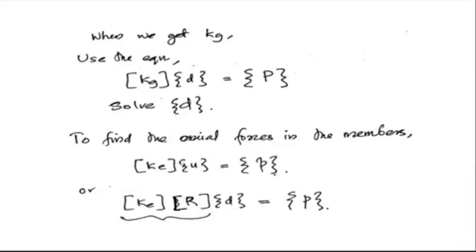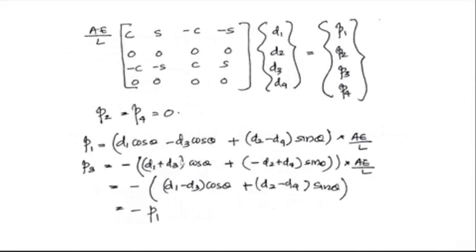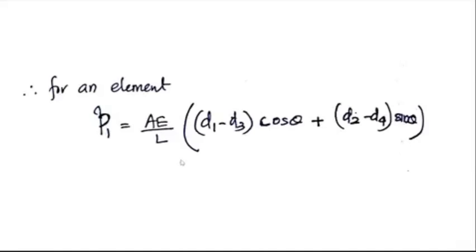And after that, you have to find the axial forces in the member. For that, you can use the expression P as AE by L into D1 minus D3 into cos theta plus D2 minus D4 into sin theta. I think this will be clear when we do a problem.